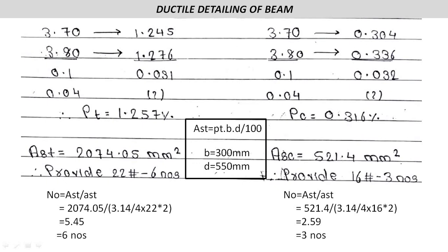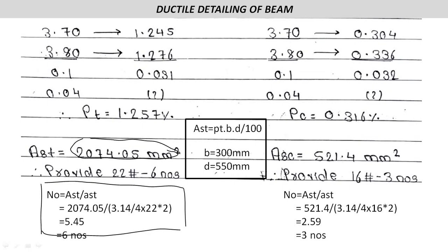Now we will provide the reinforcement. For providing the reinforcement, we have to find the number of bars. For finding the number, we have to do capital AST upon small AST. The capital AST is what we have obtained from this, divided by small AST. We have to assume the diameter of the bar. I have assumed for the tension portion 22 mm diameter. The small AST is the area of the bar, which means pi by 4 into 22 whole square. So I have found the number as 6. So I have provided 22 diameter, 6 numbers.